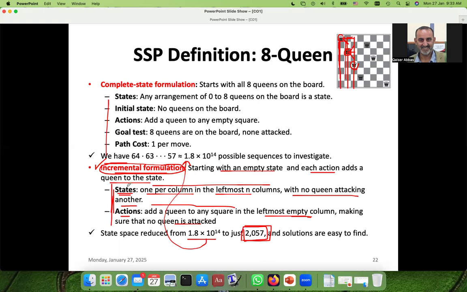So anyhow, states, actions, okay, this is action and this is states. Only these two are different here in complete state and incremental formulation. The rest of the things, initial state, goal, path cost, are the same for both. So if I ask you to write an incremental problem definition for 8 queens, then you can consider this part. And if I ask you to write the complete state form problem definition for the 8 queens, then you will consider this part. Okay.